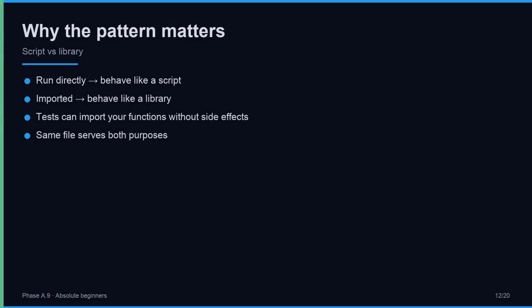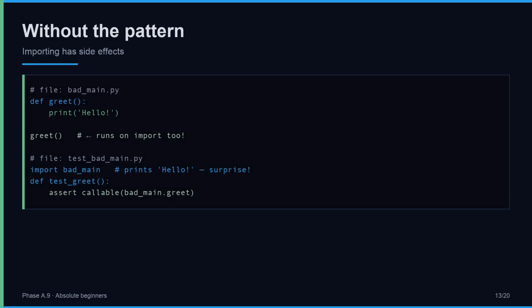Why bother? Because you usually want the same file to do two different jobs. When run directly, it should do its script work: read input, print output, run the demo. When imported, it should expose its functions quietly, without printing or asking for input. Without the pattern, importing your file would also run all the script code, side effects everywhere. With the pattern, importing is safe. Tests can import your functions without firing the demo. The file works as both a script and a library.